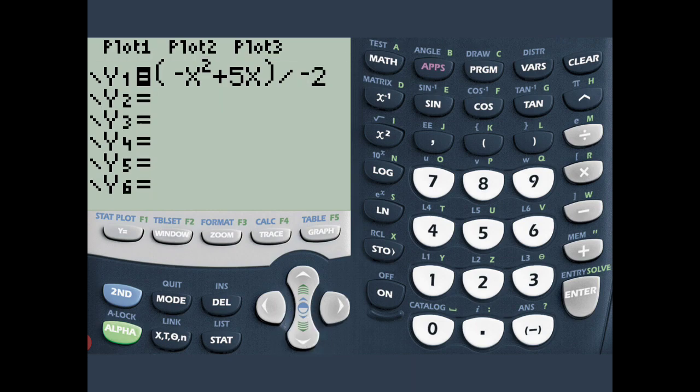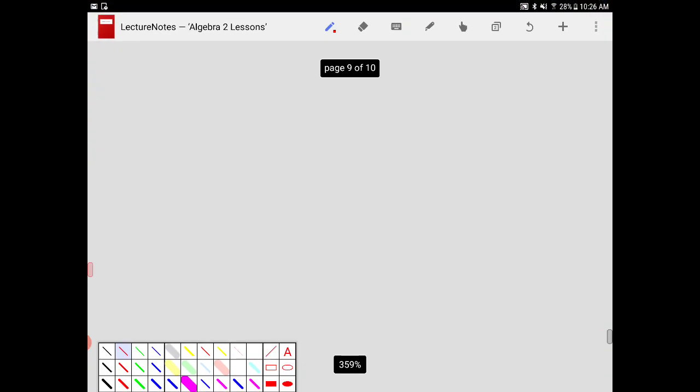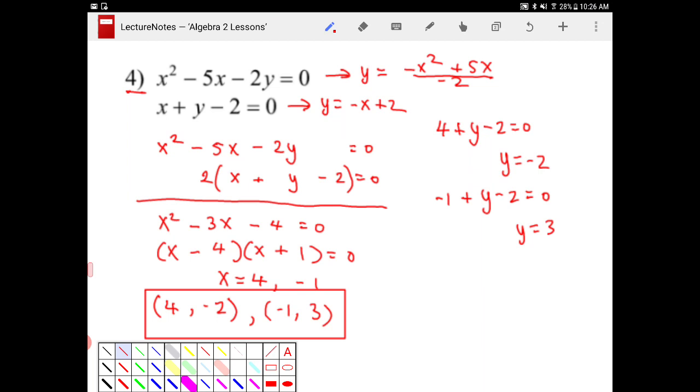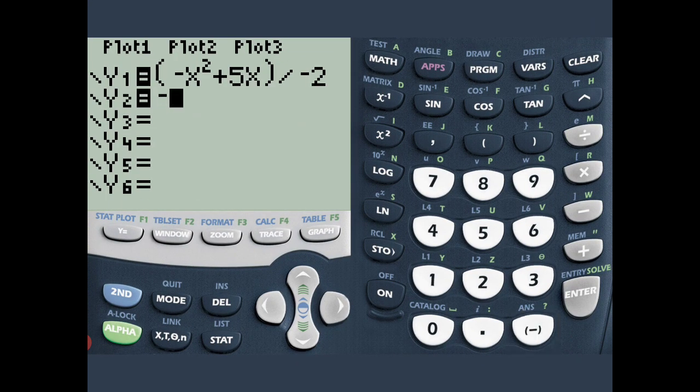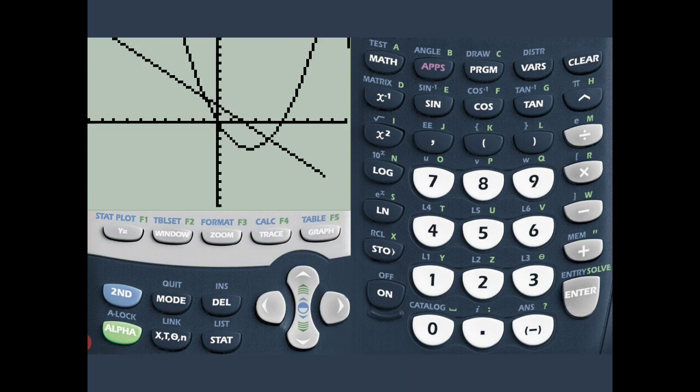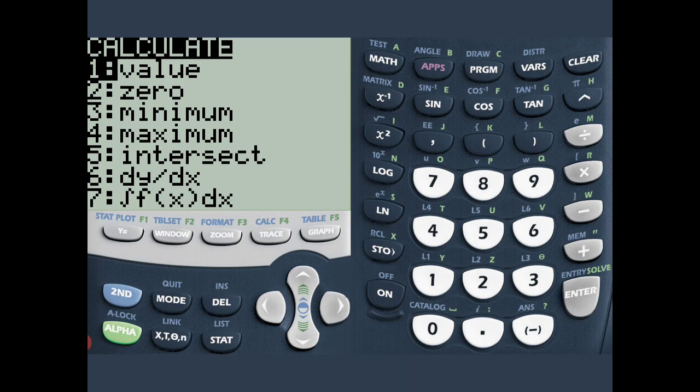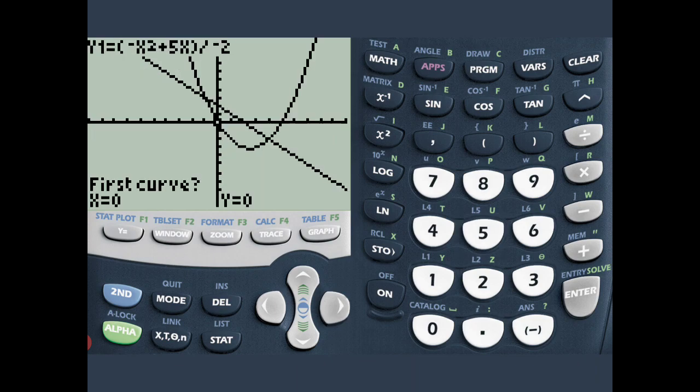Okay, and then the second equation, what was that again? That was negative x plus 2. And now I'm going to graph this. And we can see that it does indeed pass through the quadratic equation in 2 different places. So we press second trace. You go to option number 5, intersect. We're going to move the cursor to where we believe the intersection will happen. And then we're going to press enter 3 times.